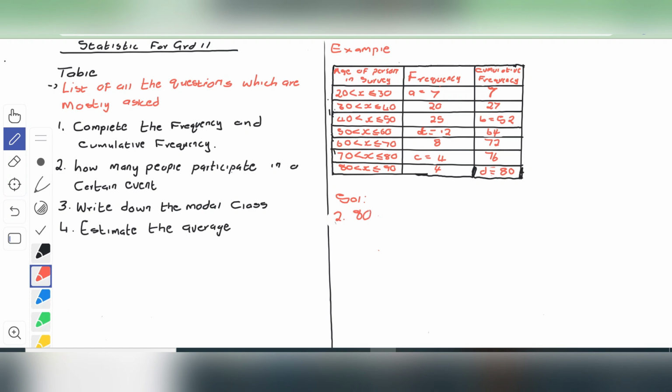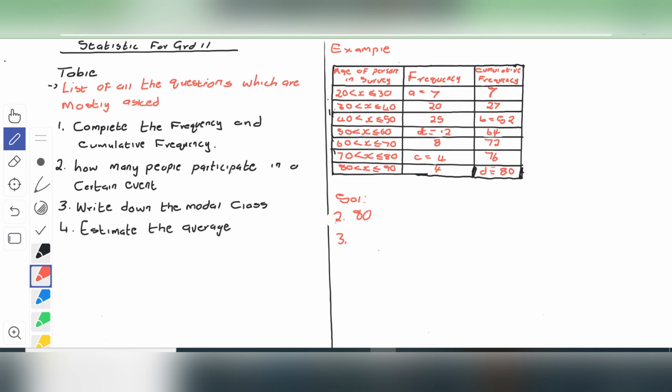So whenever they want you to calculate the number of people who participate in a certain event, it's all about adding the frequency, all of it, then the final answer is the total number of people. Because remember, whenever we talk about the cumulative frequency, we talk about the number of people, right? So now to question 3, it says write down the modal class.